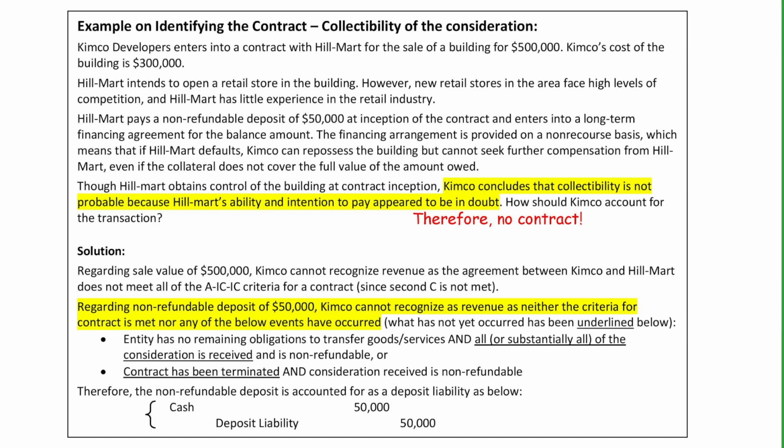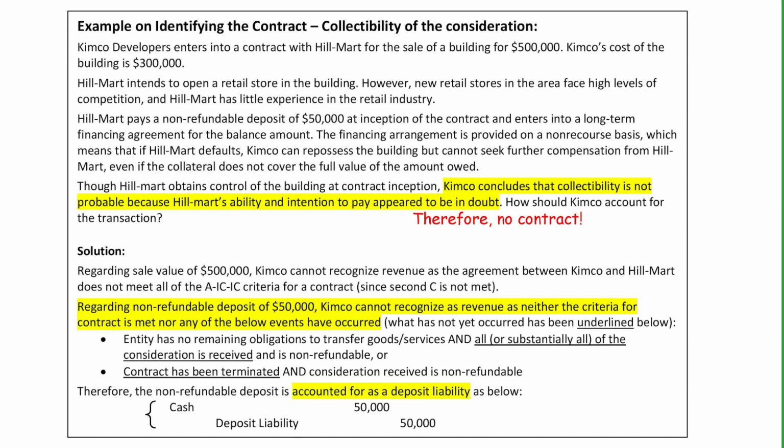So basically, Kimco is not in a position to recognize any revenue on this agreement. And the non-refundable deposit of $50,000 received is accounted for as a deposit liability.